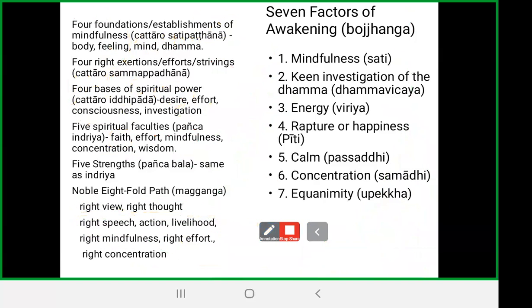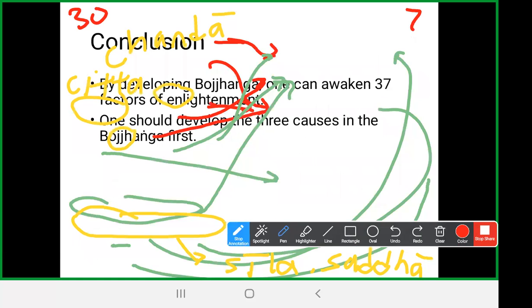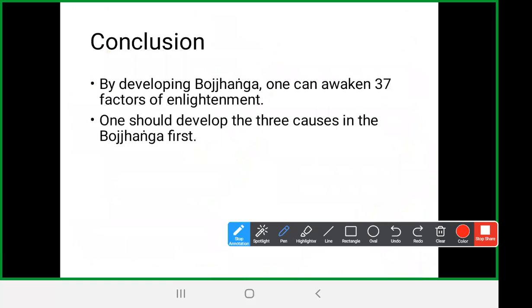Okay, so next one. By developing Bojjhanga, we can awaken the 7 factors of enlightenment, and then we should develop the 3 courses. What are the 3 courses? First one is mindfulness, Dhamma Vijaya, and energy. Okay, so you all remember the Pali, right? I will start slowly. Remember the first one is S, for Sati. Then second one V, Vijaya. Third one V, Viriya. Then after that, P.